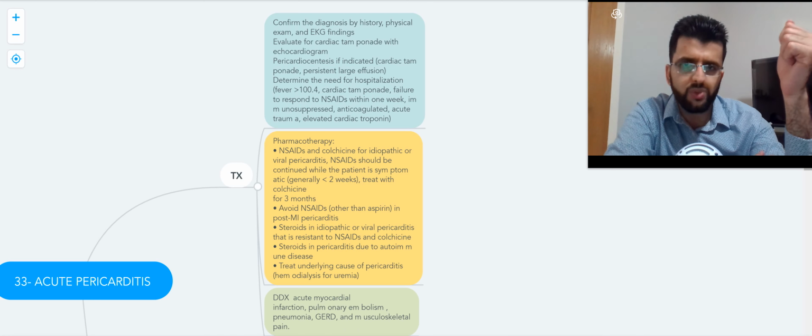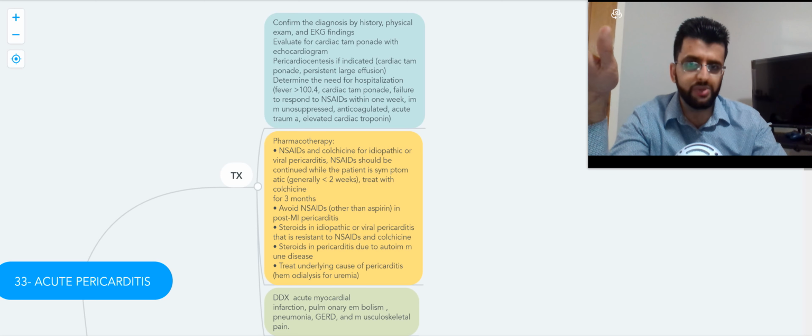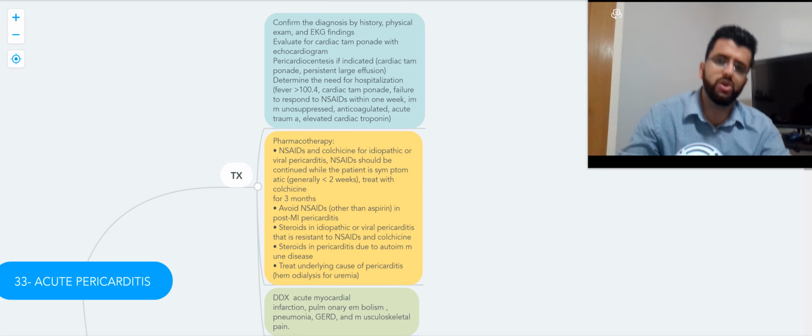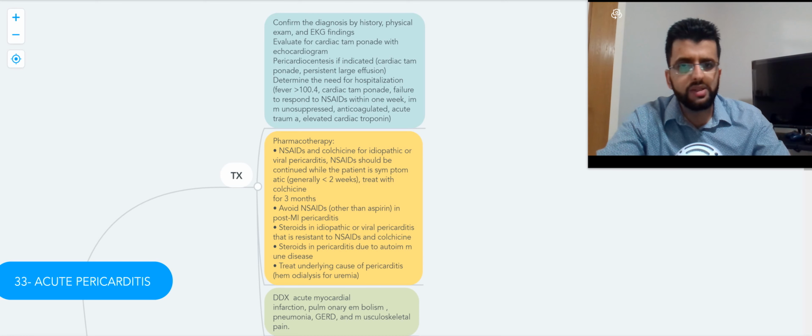Okay, it's very interesting. But if there is a patient who had an MI 2 weeks ago and has pericarditis, you avoid non-steroidal anti-inflammatory drugs other than aspirin. Okay, so just watch out for that. And if the patient has viral or idiopathic pericarditis that is resistant to non-steroidal and colchicine, like after 2 weeks didn't improve, then you give steroid. Steroid is also given if the patient has autoimmune pericarditis.